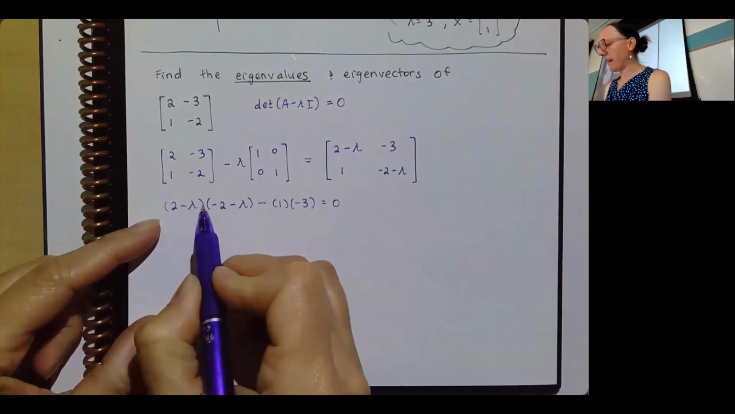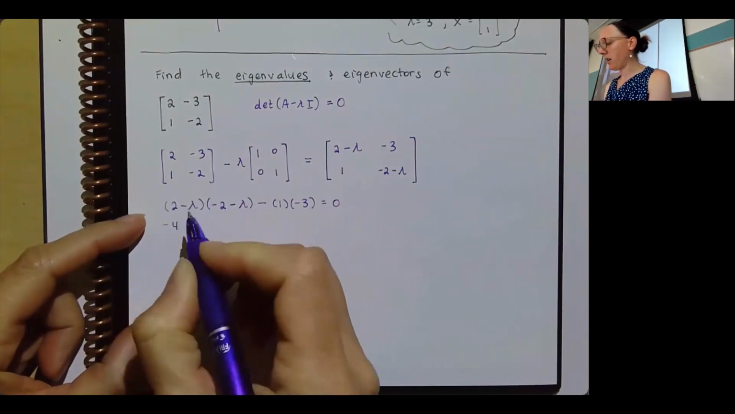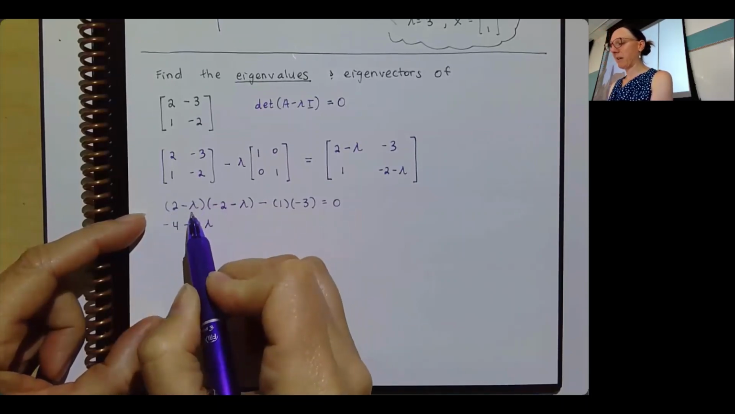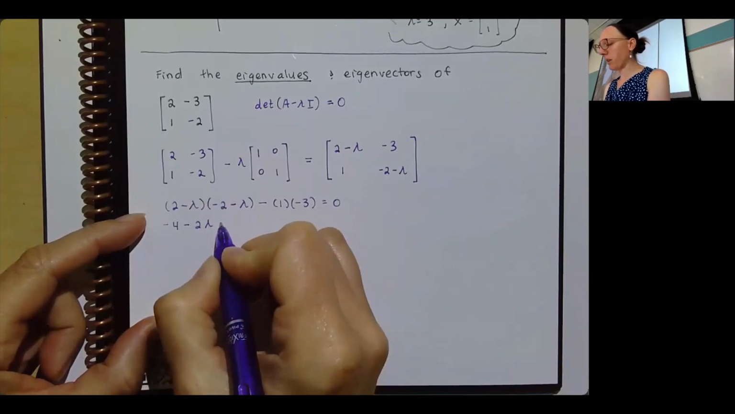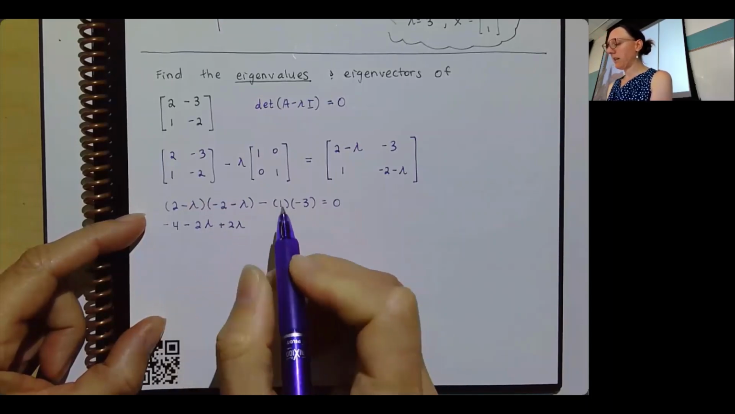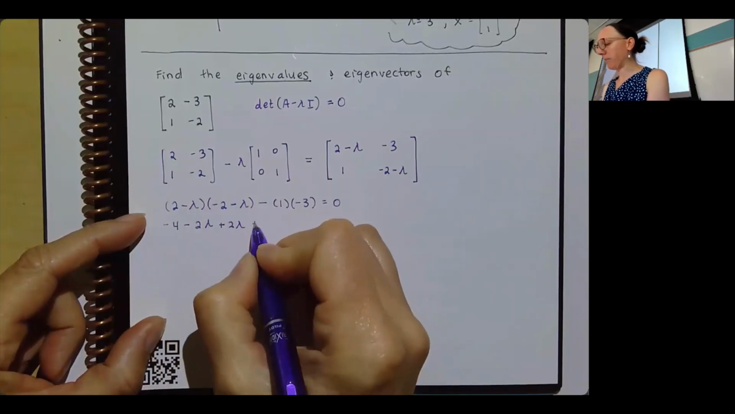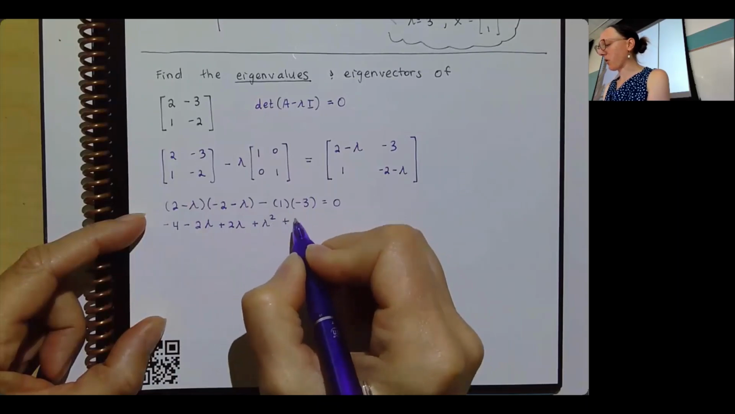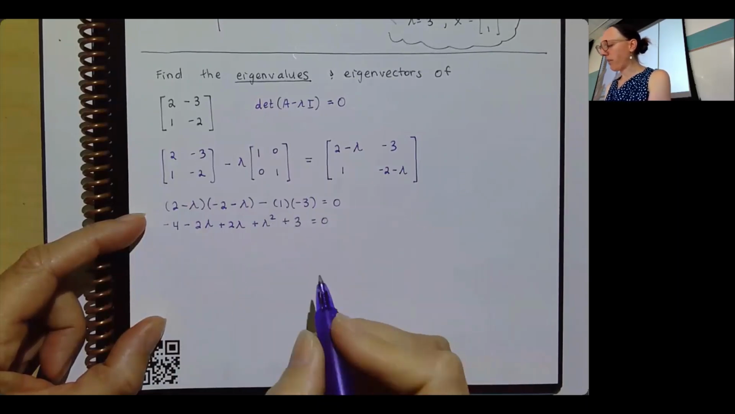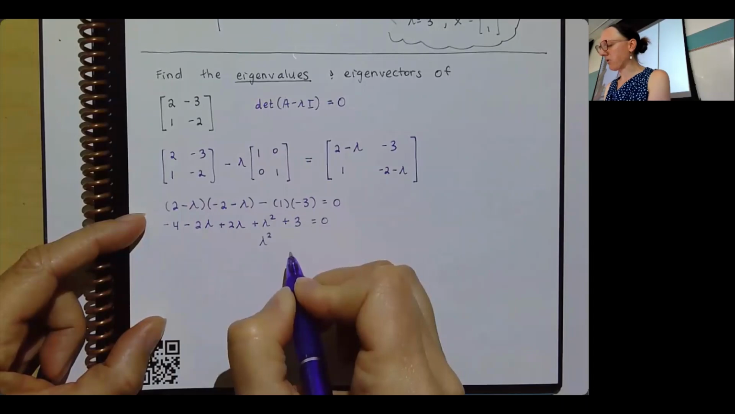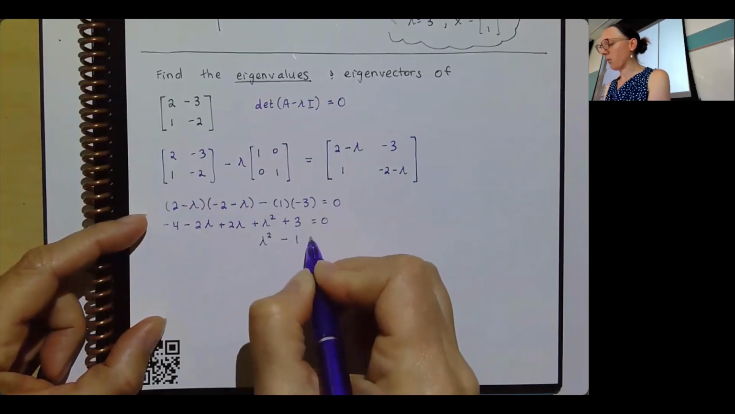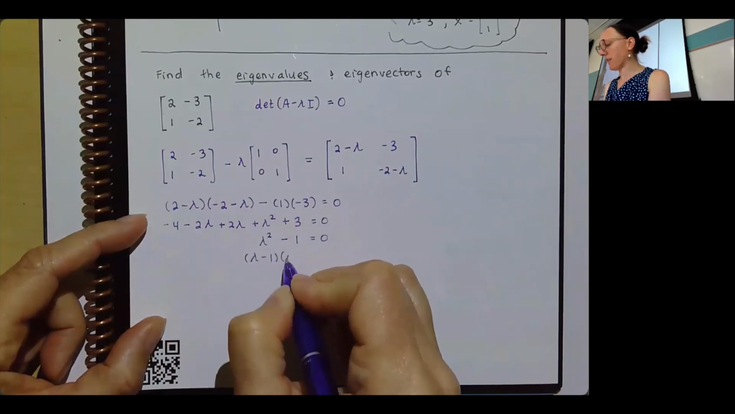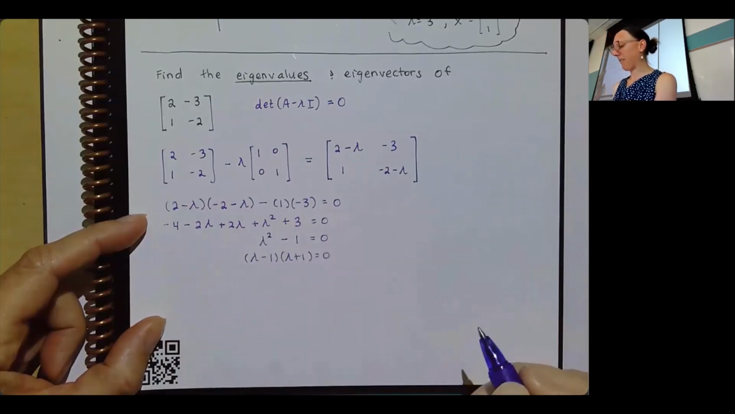So 2 times -2, that's -4. 2 times negative lambda is minus 2 lambda. Negative lambda times -2, that's a plus 2 lambda. Negative lambda times negative lambda is positive lambda squared. Minus a minus will make that plus 3. So I think that all simplifies down to lambda squared minus 1, which means we factor as lambda minus 1, lambda plus 1. And those are my two eigenvalues.